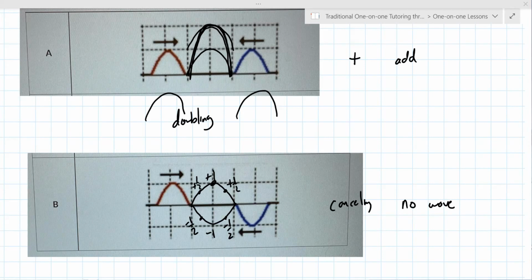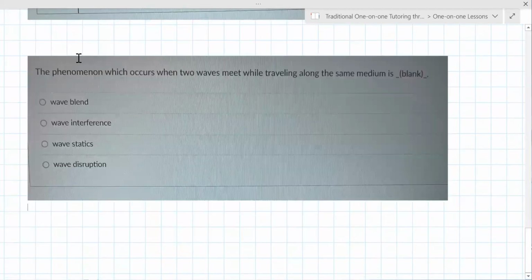Here's the next one that I see. Let me grab this. Okay, the phenomenon which occurs when two waves meet while traveling along the same medium. That's what we just were looking at. And the thing is that they could interfere, they could be disruptive. I want to say it's wave blend, but let me just double check. This is just another pure definition. Blending meaning that they somehow combined.